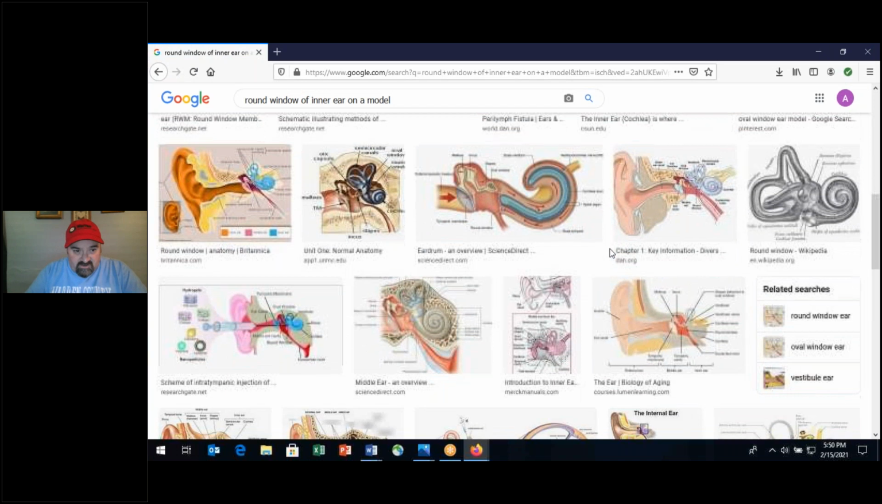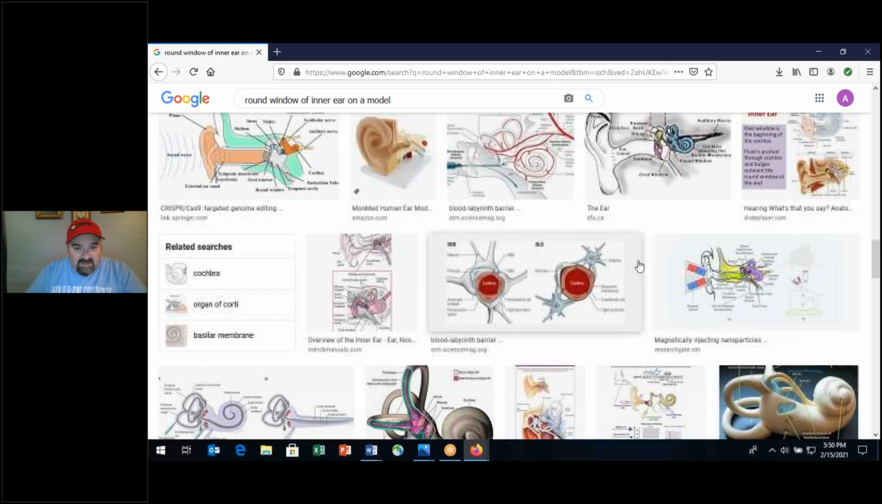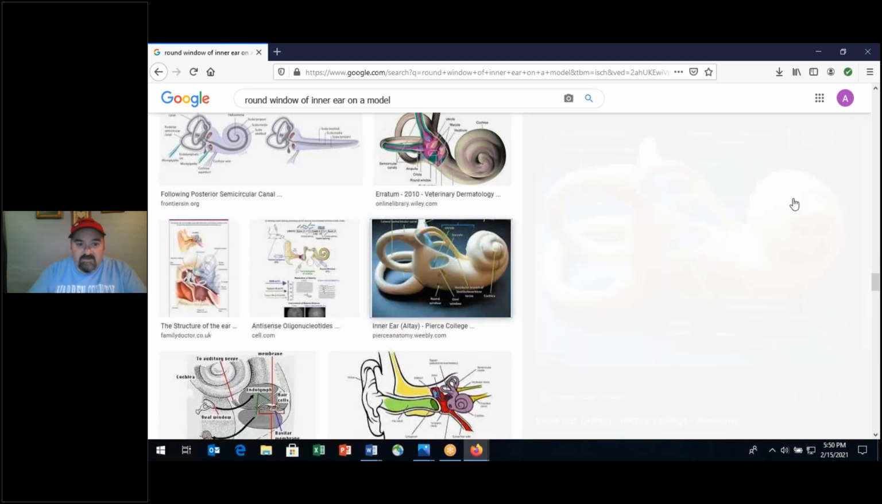Just trying to see if I can show you on one of the anatomical models. I'm sorry, I'll have to show you. Oh, here we go. Good. Here we go. Okay.